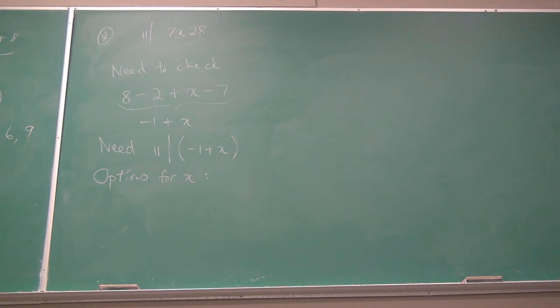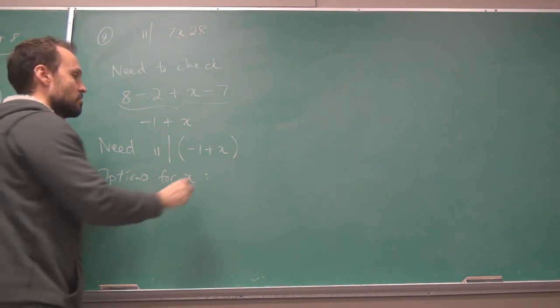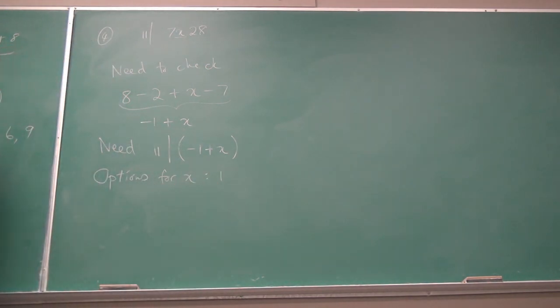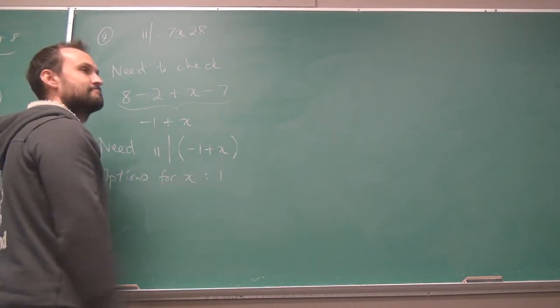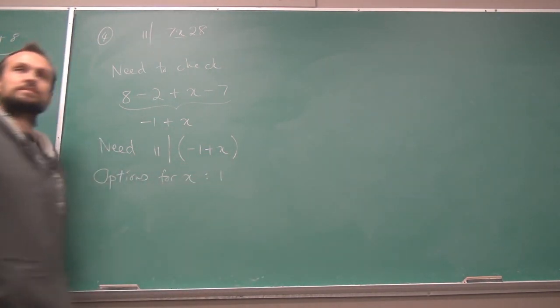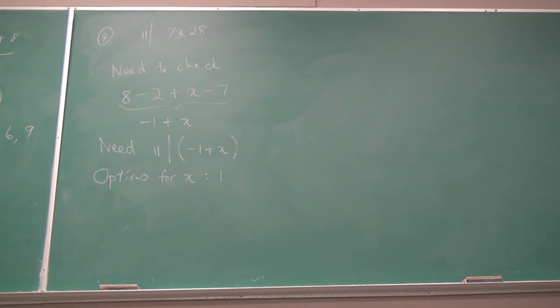1. 1, because we've seen that a checked number of 0 would work, and 1 will give me that. 2, 3, 4, 5, 6, 7, 8, 9, no, it's the only answer. I can't have a double digit number for x, right? Single digit only. Any questions on that one?